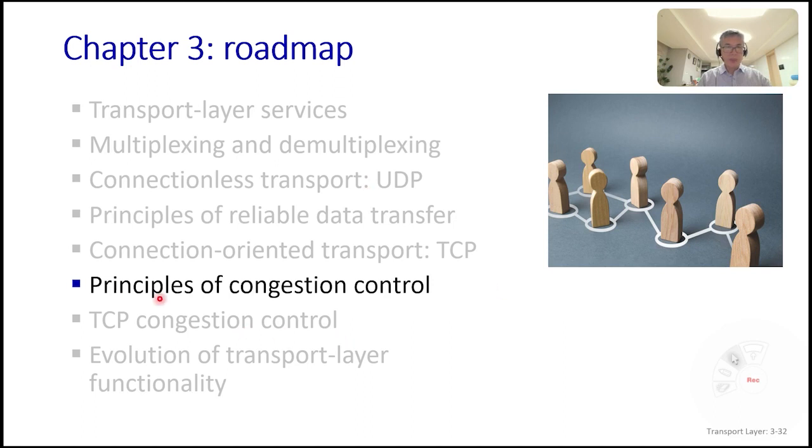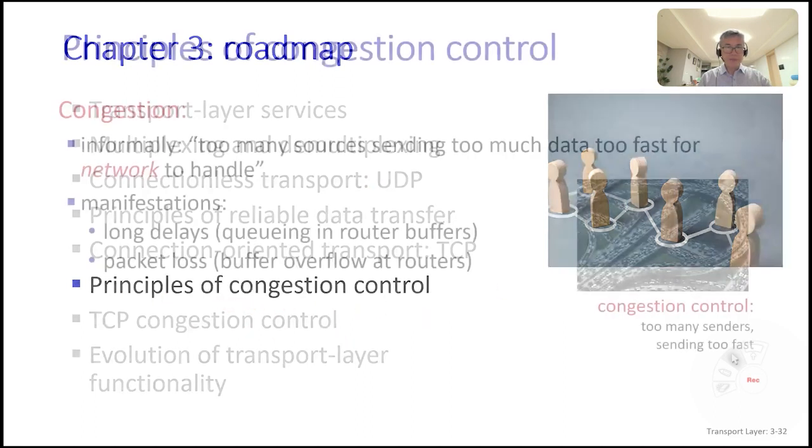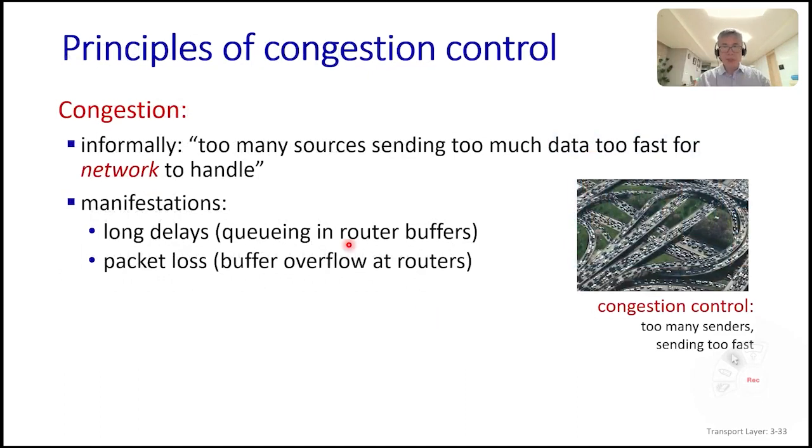Let's move on to principles of congestion control. We'll see the theory of congestion control. For the principle, you can see this road network with a lot of vehicles, trucks, and cars, a mess. This is a kind of network, the internet, you can imagine. A car is a packet. Too many senders are sending too fast. Somehow we need to relieve this network, the internet. To do that, the sender speed should be slowed down.